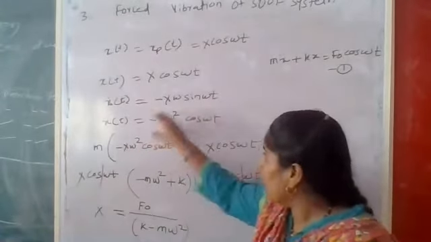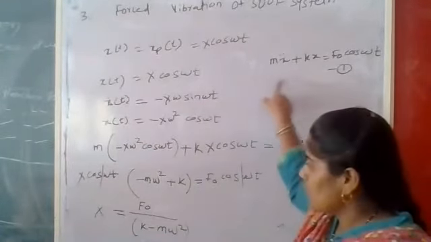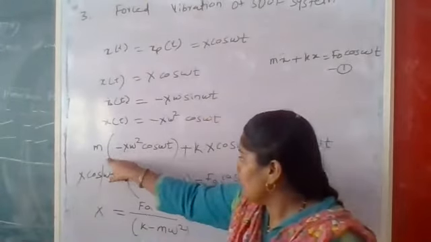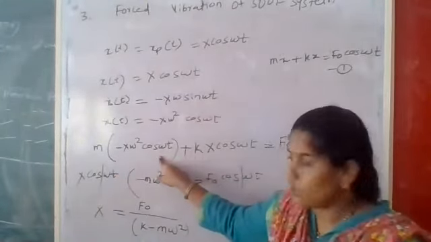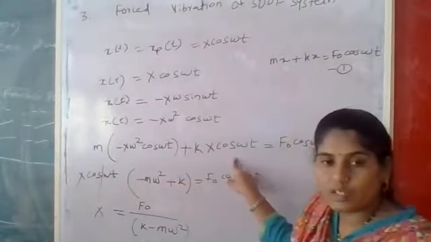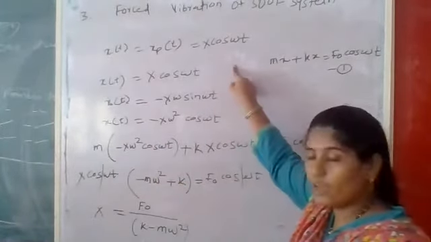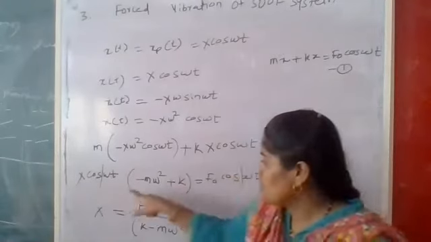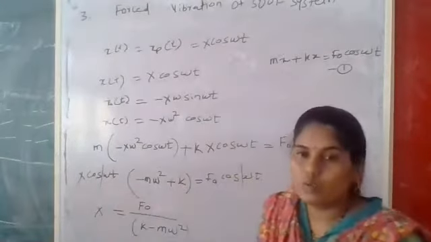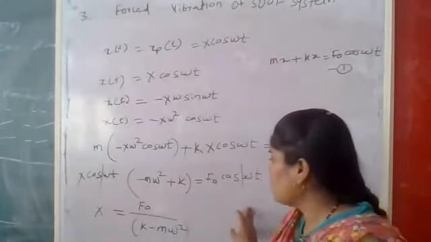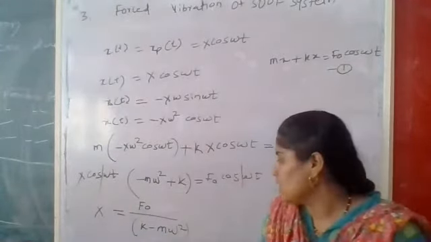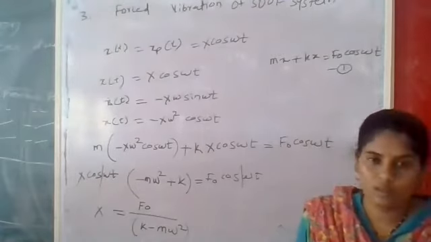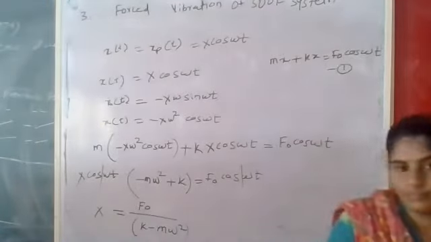By putting this value into the equation, the second term is m into x double dot plus k into x, where the x term we already know, and I have put it here. Based on this, whatever common terms I took outside, I got x equal to F naught upon k minus m omega square.